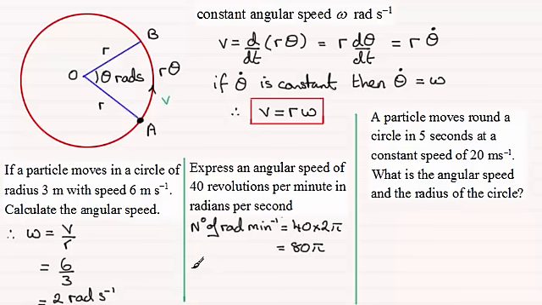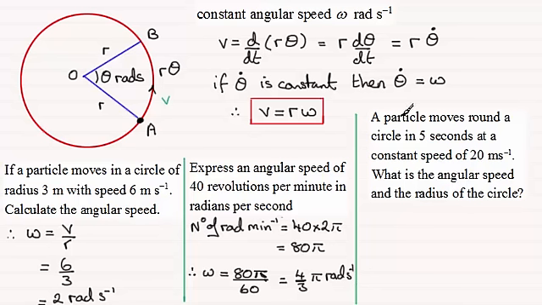So therefore, the angular speed, omega, is going to be equal to the number of radians it goes in 1 minute, which is 80 pi, and then I just need to divide that by 60, the number of seconds in a minute. And if I do that, you end up with 4/3 pi radians per second. And I'll just leave it in that exact form.